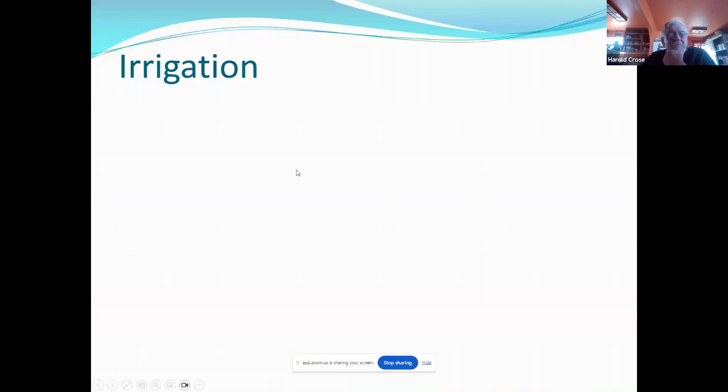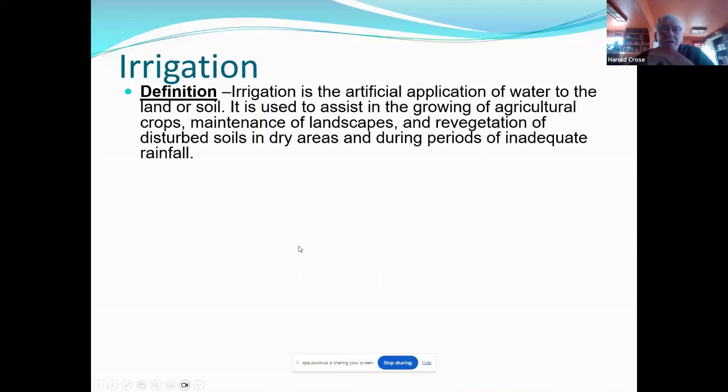So irrigation, by definition, is the artificial application of water to the land or soil. It is used to assist in the growing of agricultural crops, maintenance of landscapes, and revegetation of disturbed soils in dry areas and during periods of inadequate rainfall.